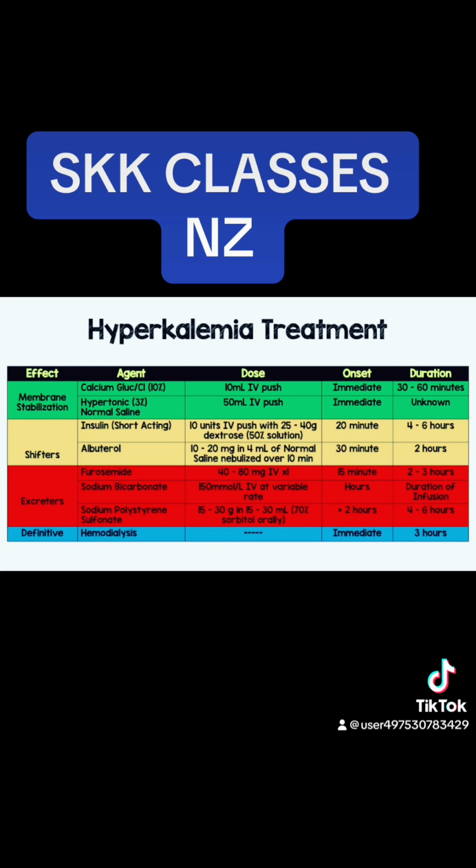Then comes your excretors like sodium polystyrene sulfonate. This is also known by the brand name of K-bind sachet. K-bind sachet, K refers to potassium. So these are the potassium binders, meaning the extra potassium will bind with this K-bind sachet and help to excrete outside the body. So you can say they act as the excretor. And the last option is always hemodialysis.